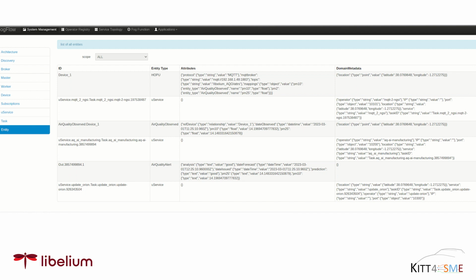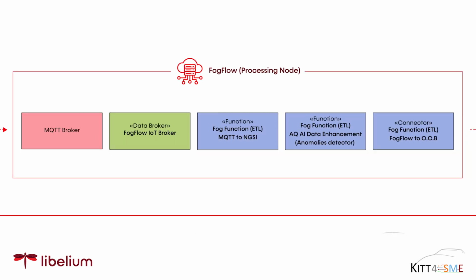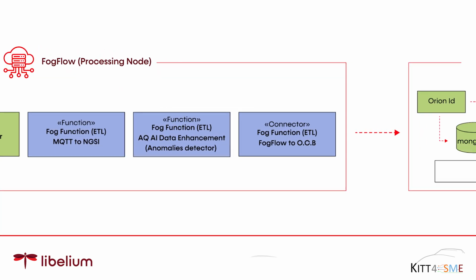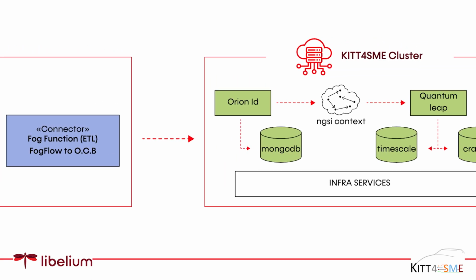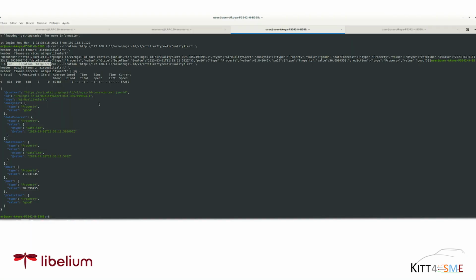Lastly, a final task that transforms the data into NGSI LD format and sends the output of the previous tasks to the Orion Context Broker deployed in Kit for SME. Once the data is in the Kit for SME platform, the next step would be to display real-time data in a visualization tool. Here is the NGSI LD format entity within the Orion Context Broker, which contains both the sensor's value and the artificial function's output.